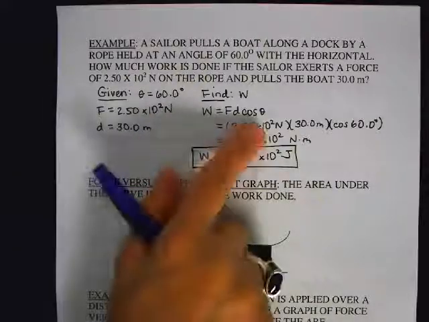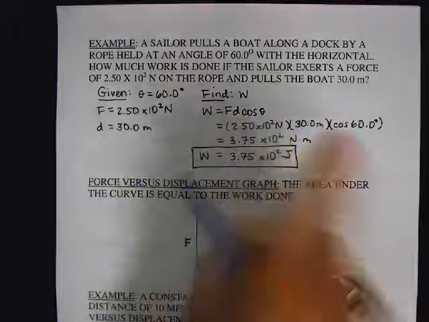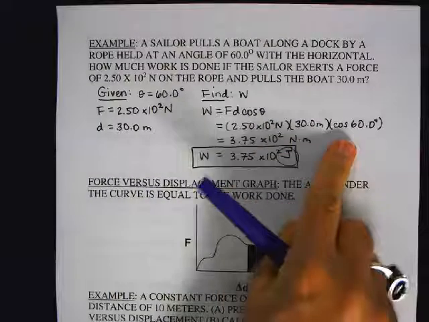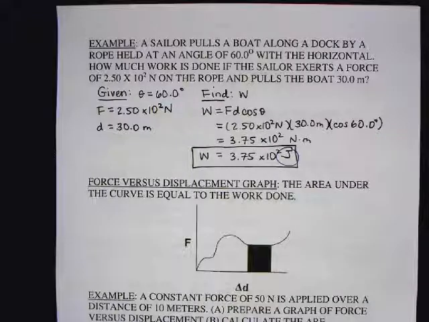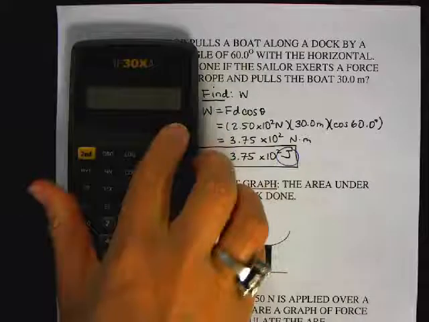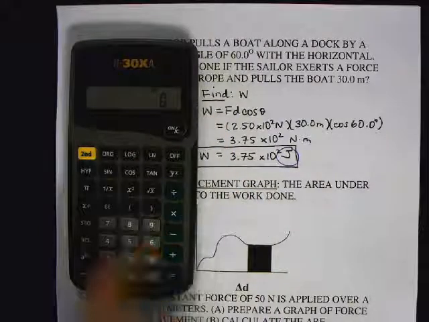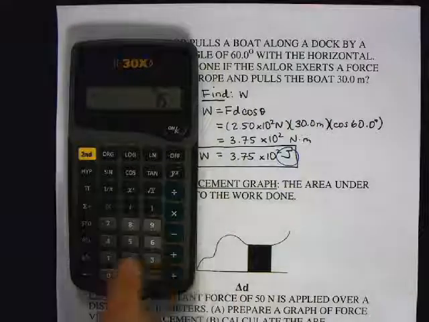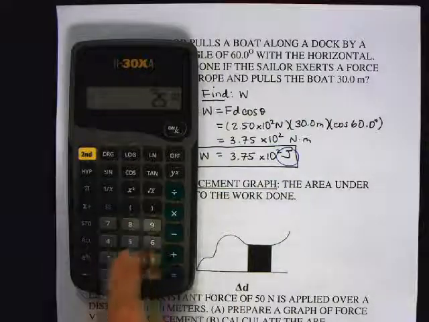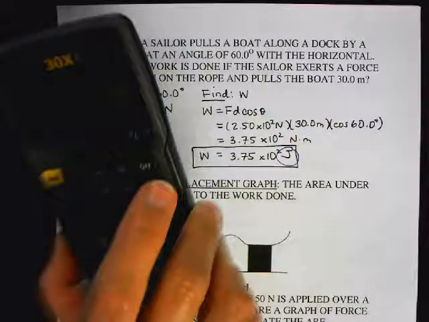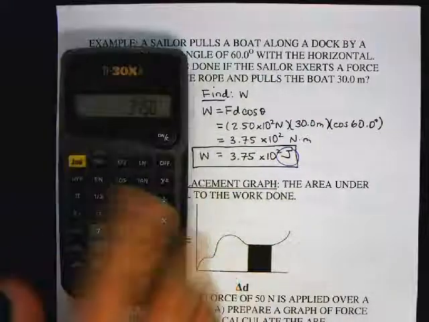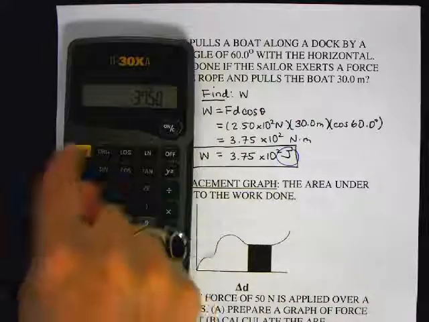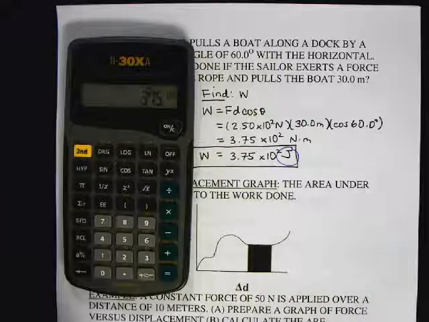So W is equal to FD cosine theta. A newton times a meter is a joule. When I use my calculator, I'm going to, again, be careful with the sign. I'm going to make sure my calculator is not on radians. And so I would go 60 cosine times 30 times 2.5 EE 2. And so it says 3750. And then if I want to put it in correct scientific notation, that's 3.75 times 10 to the 3. Okay?